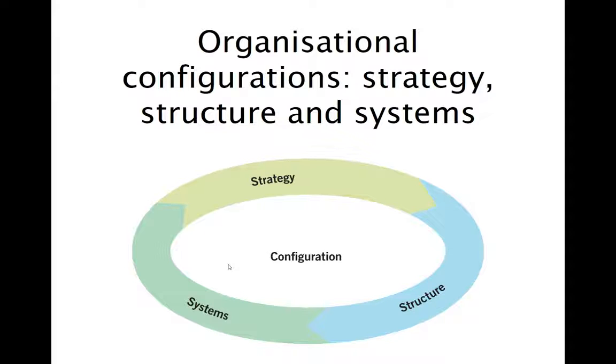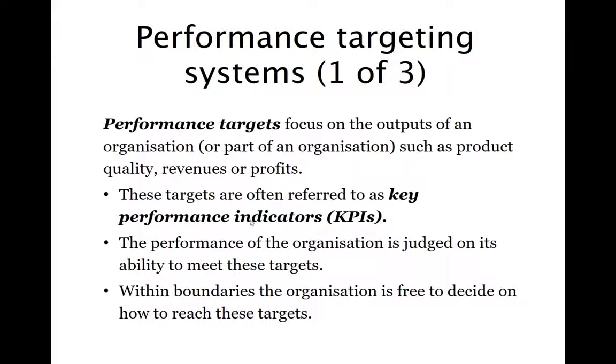Strategy, structure, and systems have to be configured to be able to operate in an agile way. So agility emerges because of alignment between strategy, structure, and systems. And these enable the organization to react to whatever takes place in the environment. They enable the organization to operate effectively. And in this task, of course, the performance target systems are at the center.